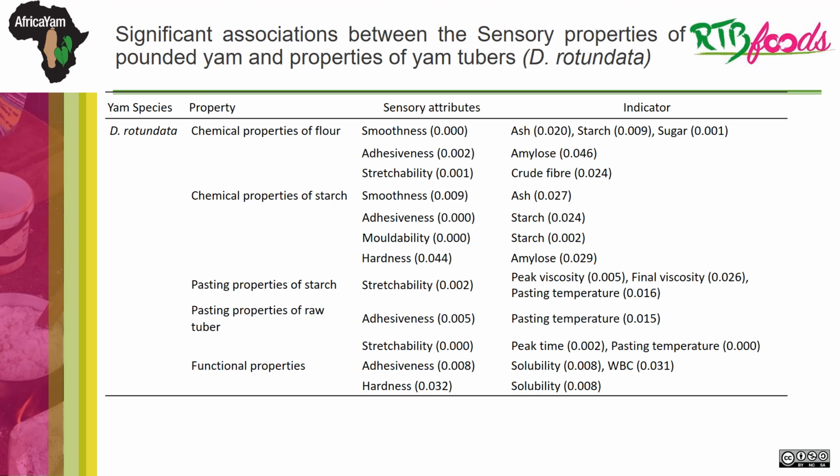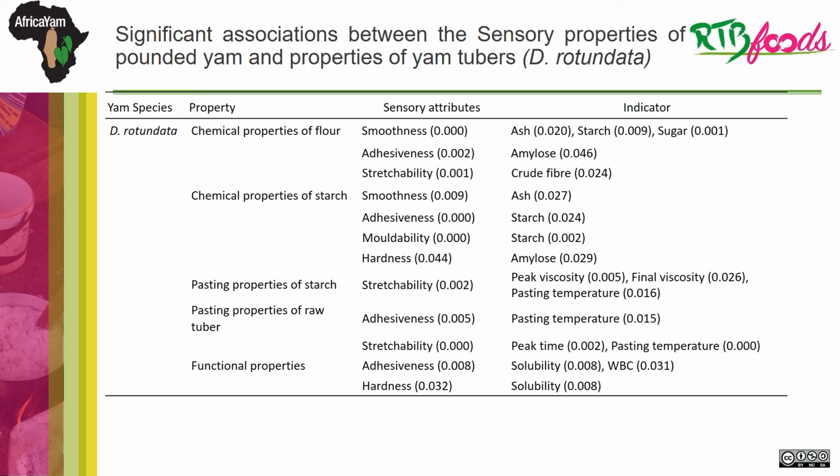From chemical properties of flour, we see the parameters that are correlated for adhesiveness: amylose, stretchability, crude fiber. As I was saying, this relates to what I mentioned about the pasting characteristics. This is getting funny to us because we saw it in D. alata and we saw it in D. rotundata. We don't know the reason. We're still thinking about it.